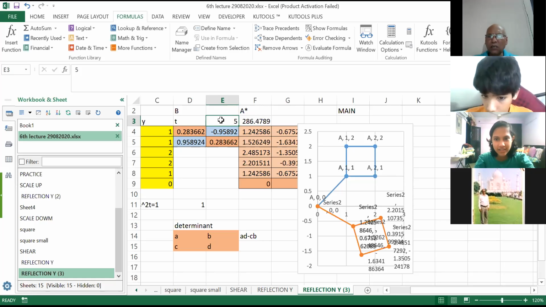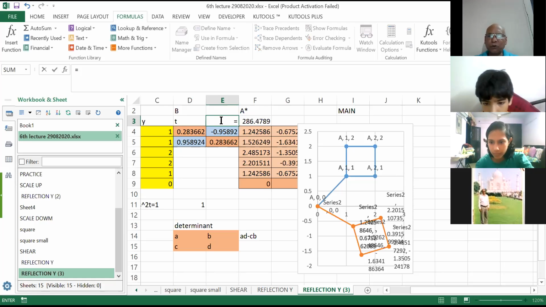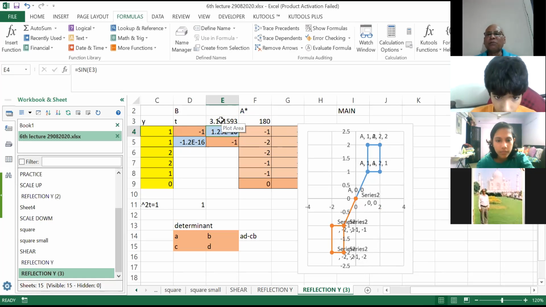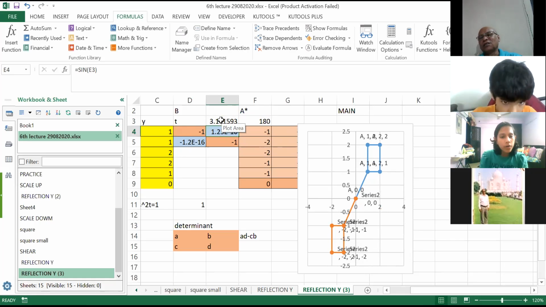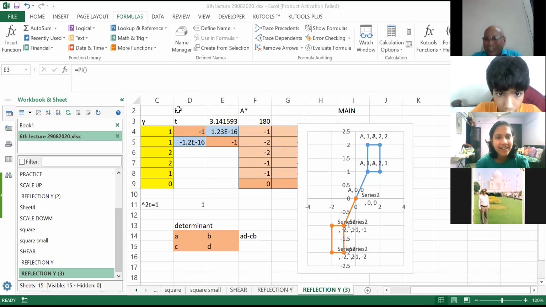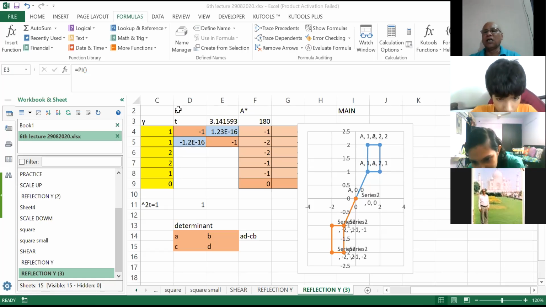If you put these pi values, what will happen? It will be reflecting around the origin. If you take 2 pi, because pi is 180, similarly you can do any number of such things. Okay sir, now how I will animate it, we will learn tomorrow.